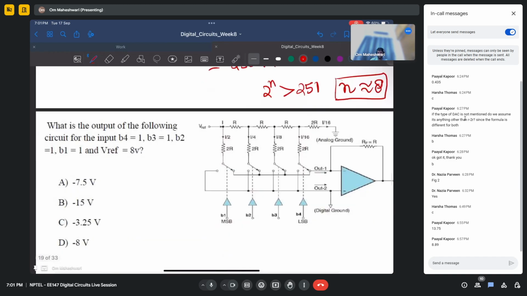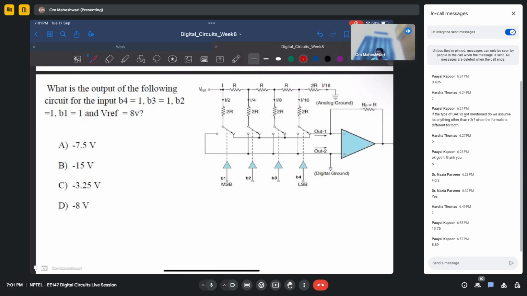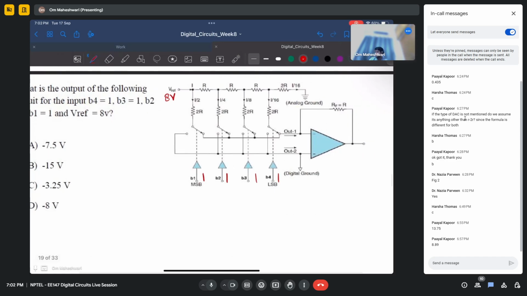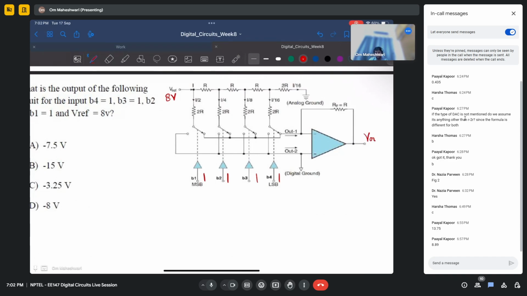Okay, so next we have again this R2R ladder. What is the output of the following circuit if input B4 is 1, B3 is 1, B2 is 1, B1 is 1, Vref is 8? So all these are 1, 1, 1, 1. This Vref is 8 volts. And your Vout is here.